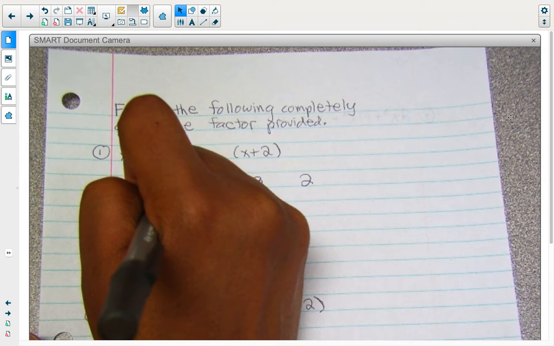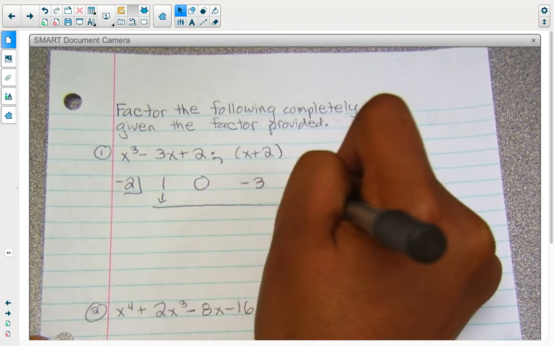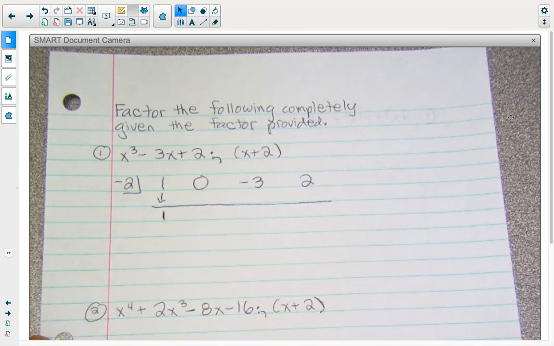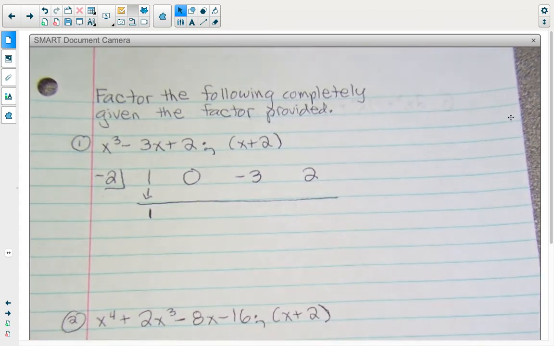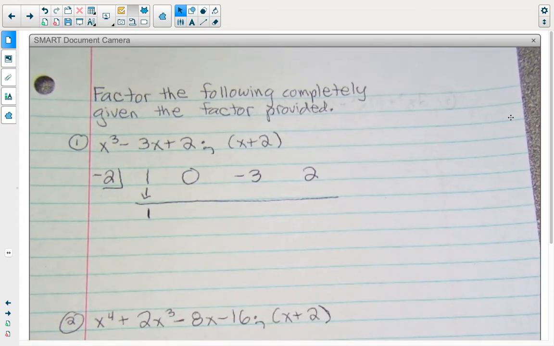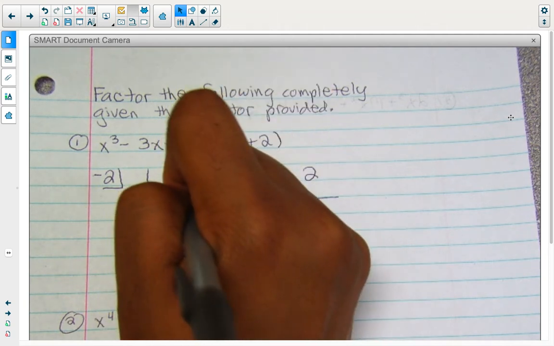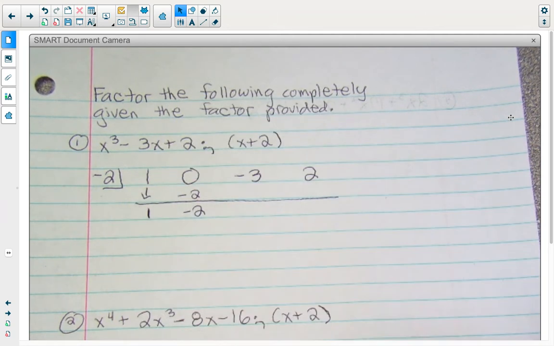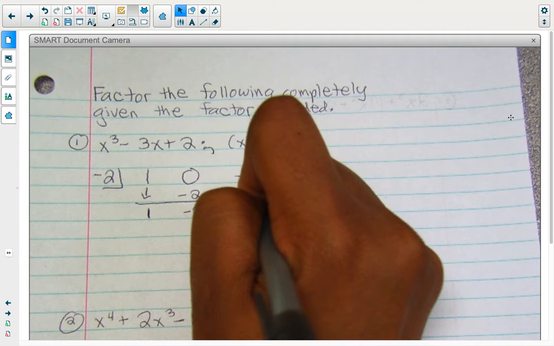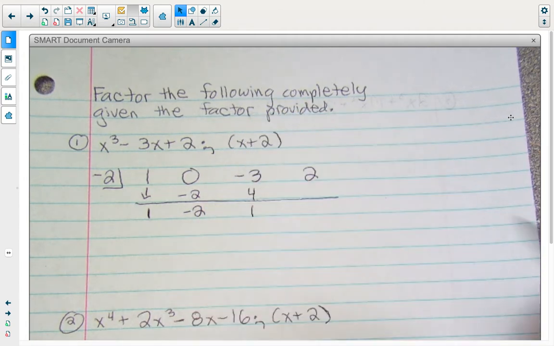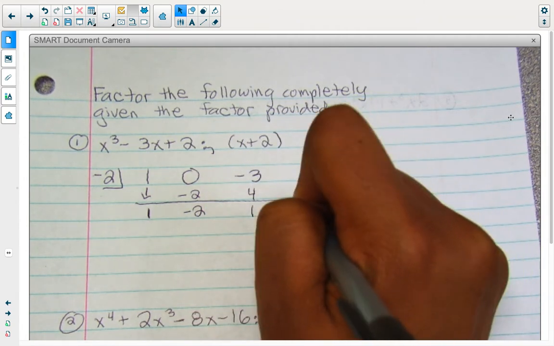Your first number always comes straight down. In this case, it's a 1. So that 1 is going to come straight down. From here, it's repetition: multiply, add, multiply, add, multiply, add. 1 times negative 2, add. Negative 2 times negative 2, add. 1 times negative 2, add.